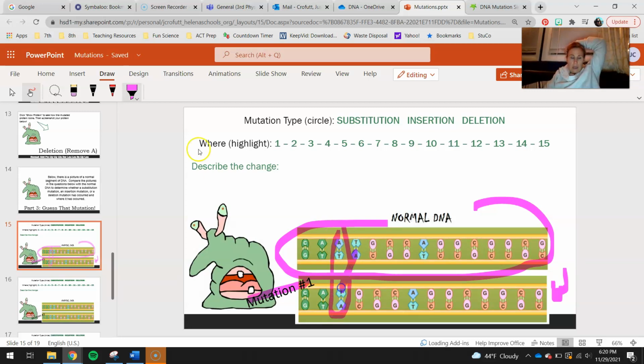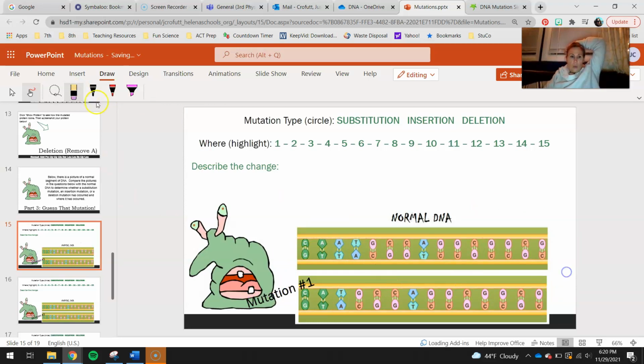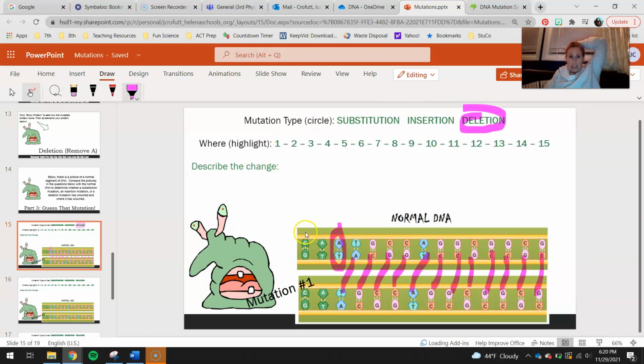If we look, it looks like we've actually deleted, let me erase these scribbles for you. We've actually deleted, so this one was here, and then we deleted it. These two line up, these two line up, these two line up. You can go through and see how everything else is the same, except for this one base pair that it looks like we deleted out of the normal. So you would circle, this was a deletion. And which one did we delete? Look at the normal: 1, 2, 3. We deleted the third one.